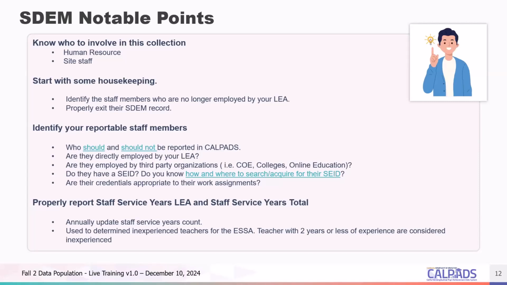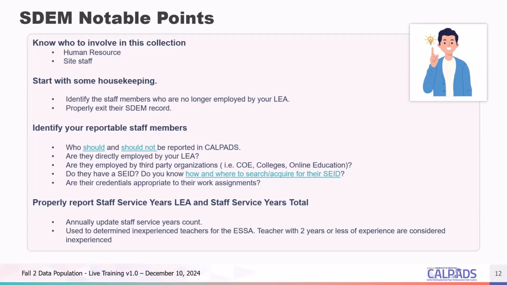So who should you report SDEM files for in Fall 2? LEAs should report directly employed staff with a SEID and report the credentials appropriate to their staff assignments. We'll cover more on who to report in detail in a few slides. We also have a few resources listed on this slide that will help you to determine who should be reported, who should not be reported, and how or where to search or acquire SEIDs.